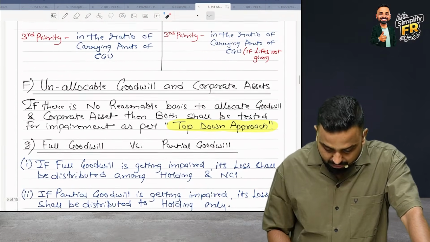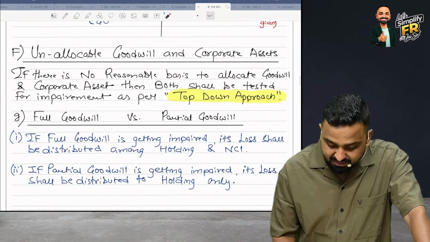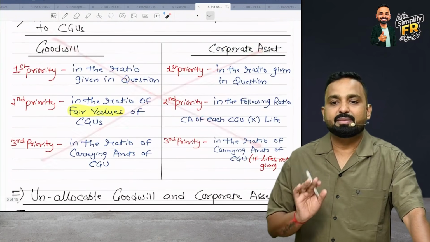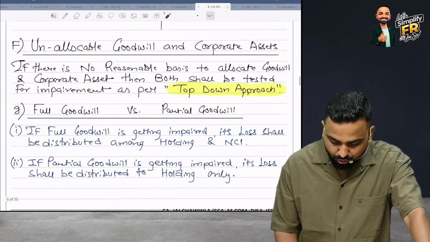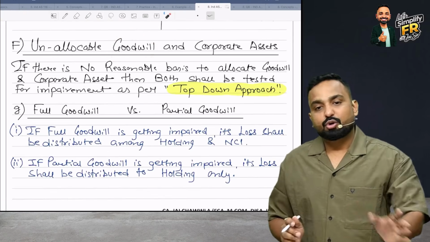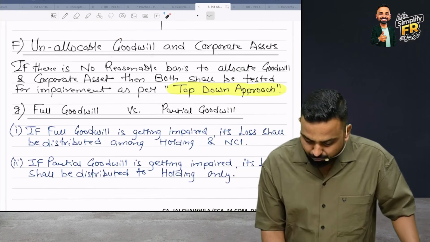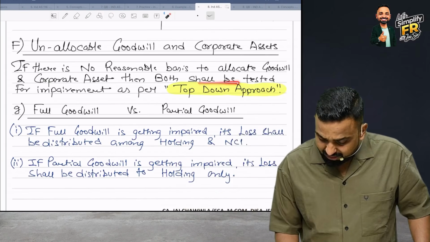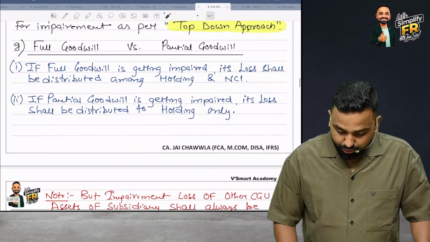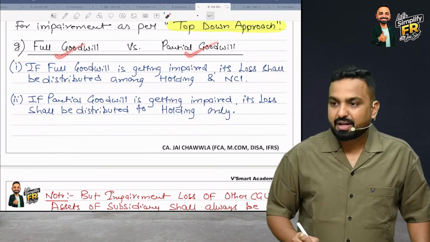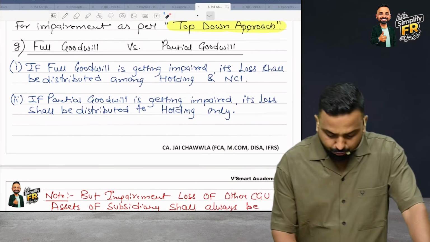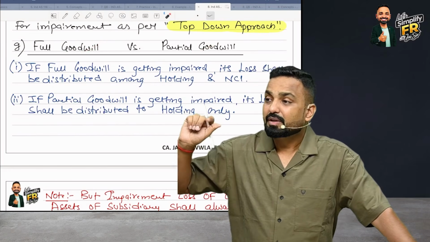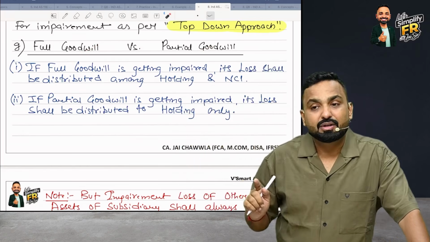Guys, understood or not? Now, what to do when there is an unallocable goodwill or corporate asset, like we can't allocate them? If we can't allocate the goodwill and corporate asset, then we will follow the top-down approach. We'll understand the top-down approach separately. Don't worry. Okay. Now, what about full goodwill and partial goodwill? We calculate full goodwill when the NCI is calculated as per the fair value method.